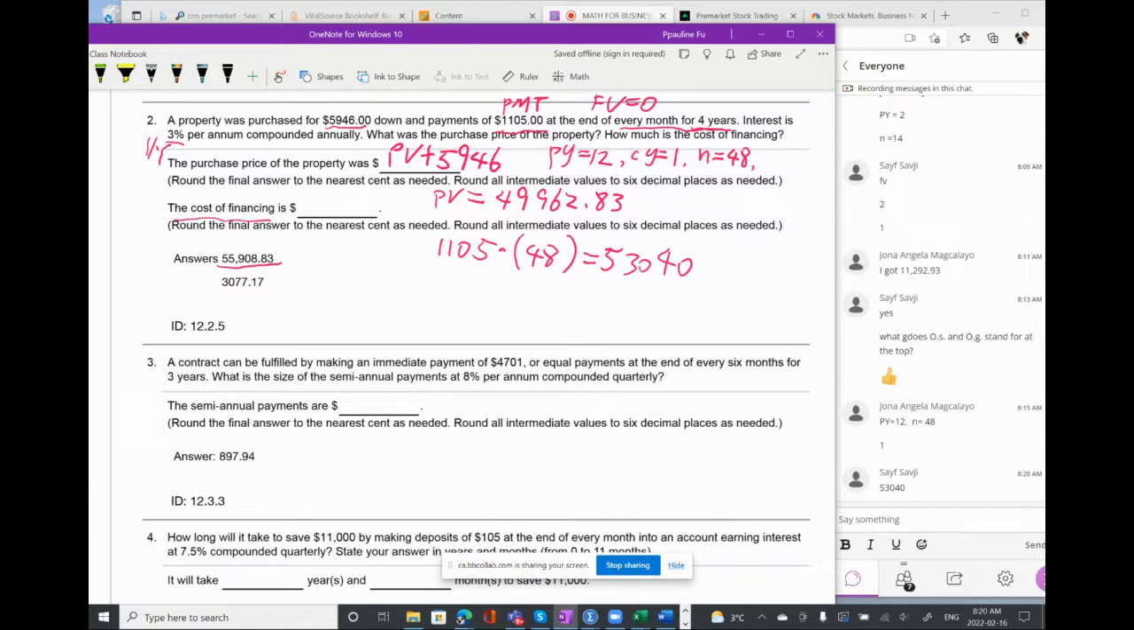Okay. And then you use this amount minus the present value. That is the cost of financing.